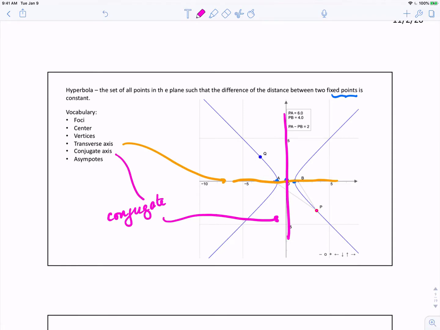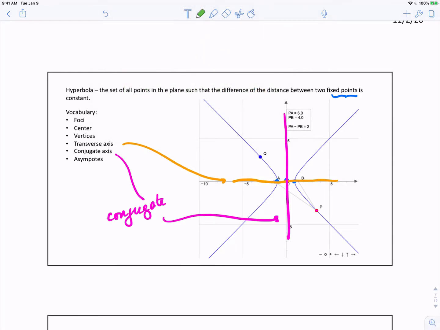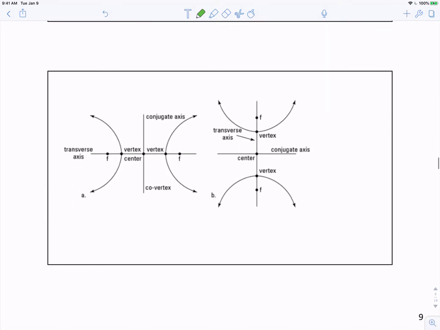Okay. The asymptotes. So asymptotes are lines which tell us how wide or how narrow the hyperbola is. So the asymptotes go through the center, and they're the lines which tell us, again, how fat or how skinny the hyperbola is. And when we graph them, these terms will make more sense to you. Okay, so here's another picture.